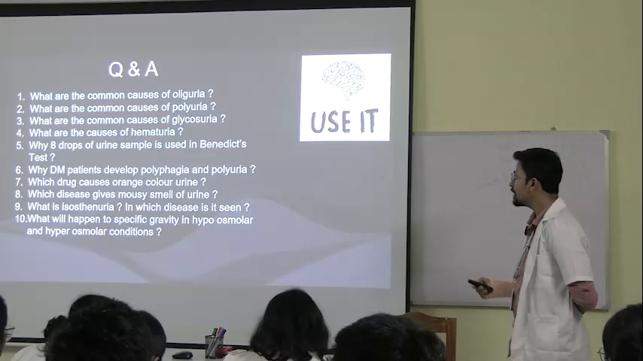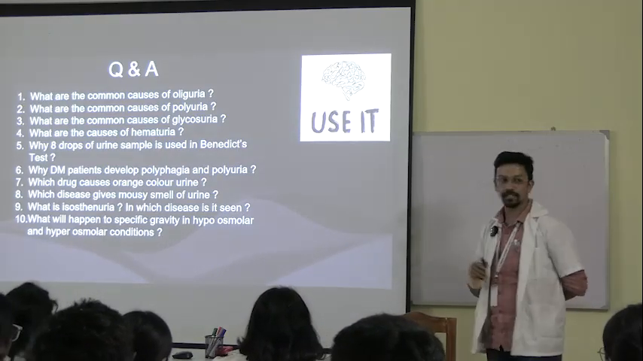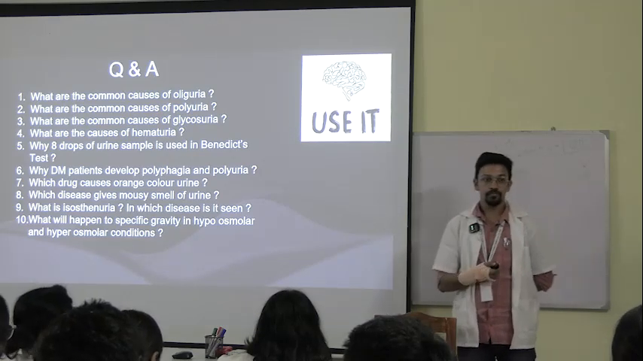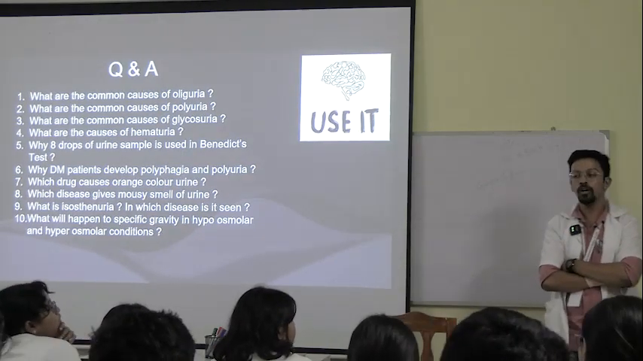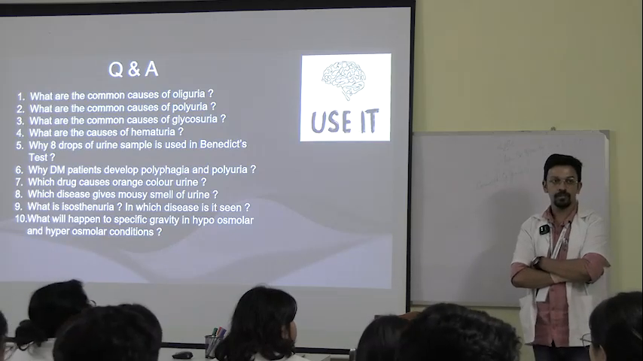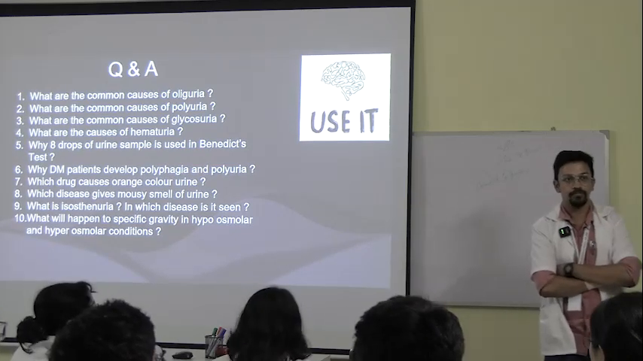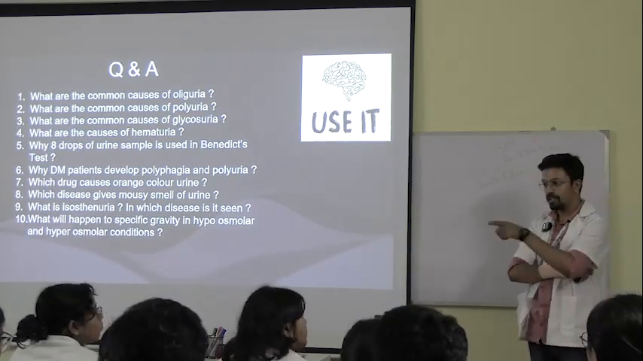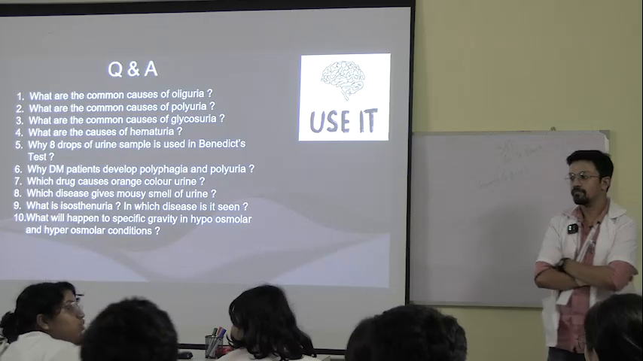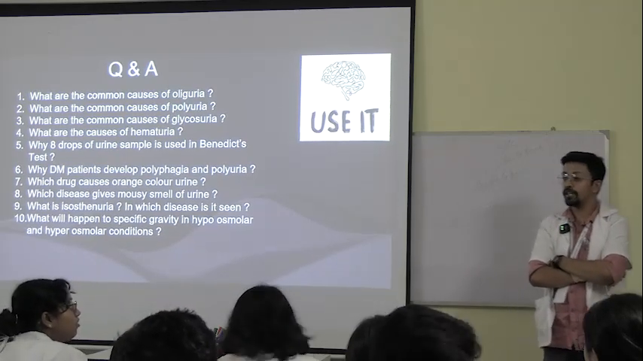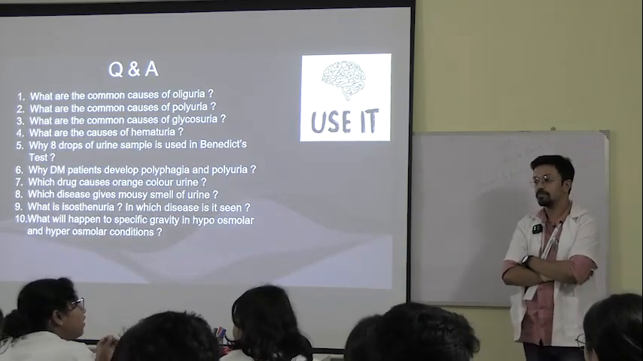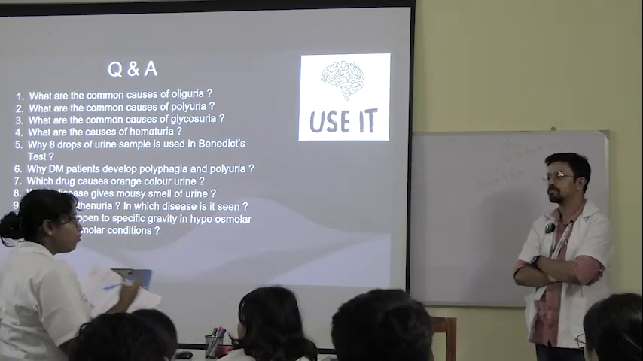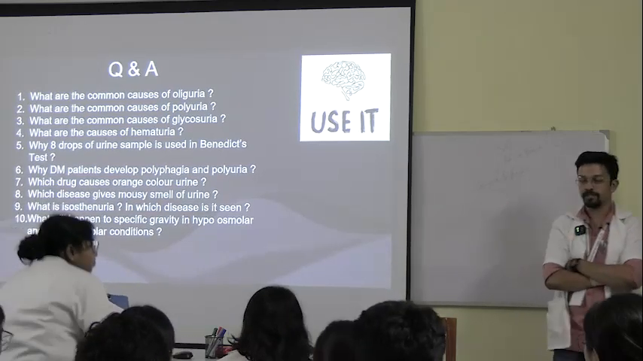Understandable? Now there are some questions and answers. I told you I will ask you questions. So, what are the common causes of oliguria? Yeah, when the urine output is less than 500 ml over 24 hours, that is oliguria. Clear? Understood? What is polyuria? Polyuria? You tell her. When the urine comes with more than 2500 ml, not 800. 800 to 2500 is the normal value. That is polyuria. Okay, sit down.